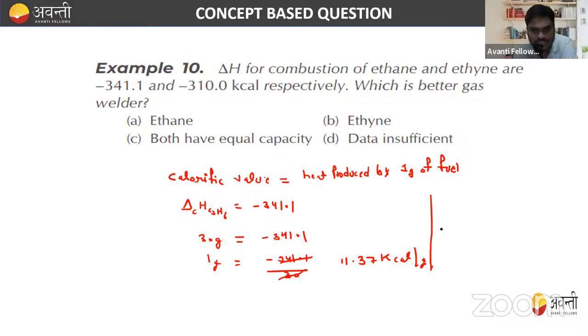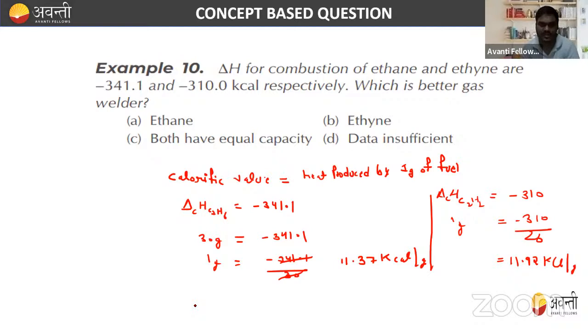Similarly, if I'm talking about the next one, that is ethyne, the delta H of combustion for ethyne, with formula C2H2, is given as minus 310. For 1 gram, we need the molar mass: 12 plus 12 is 24, plus 2 is 26. So minus 310 upon 26. Here you calculate this, and it comes out to be 11.92 kilocalorie per gram, right? This is also minus. This is minus 11.92, and this is minus 11.37.